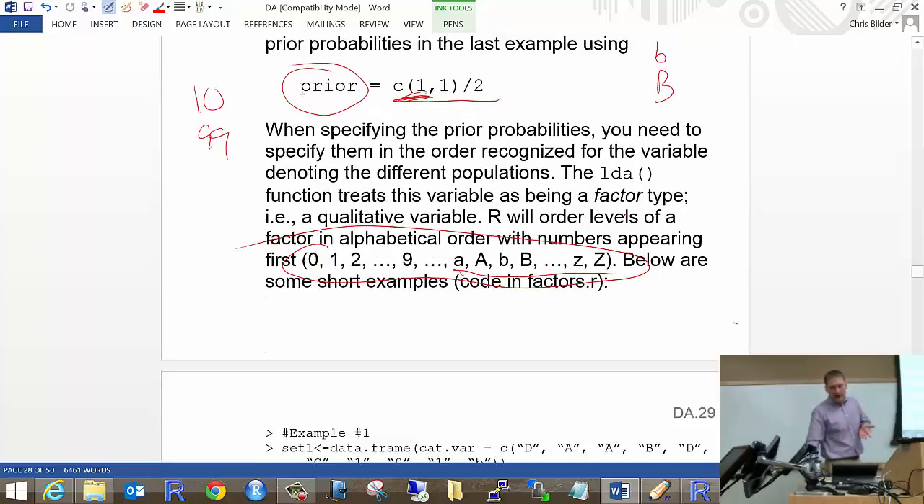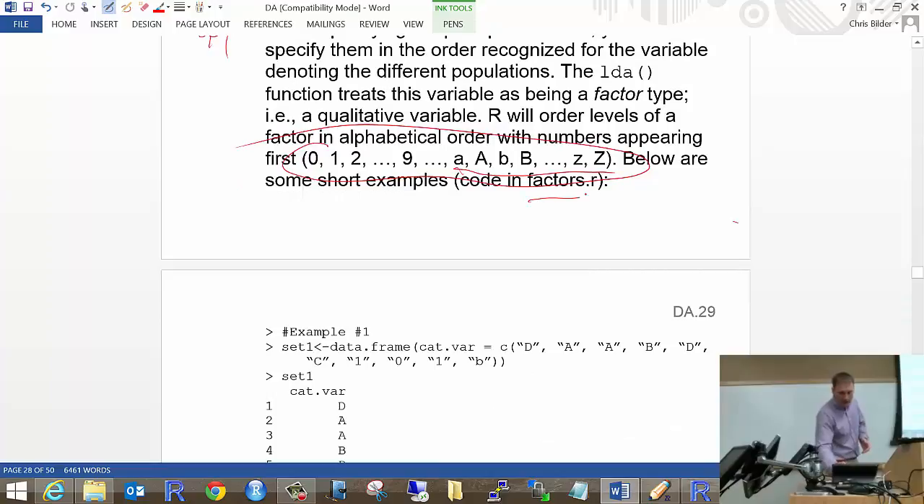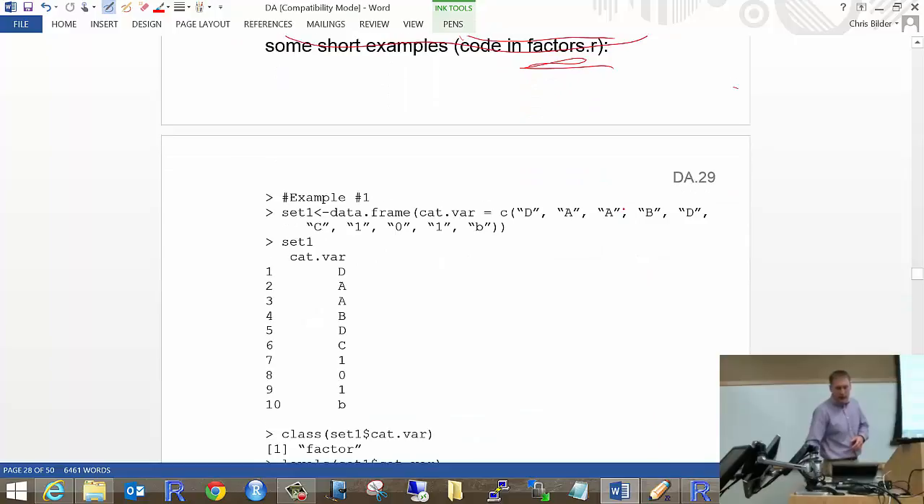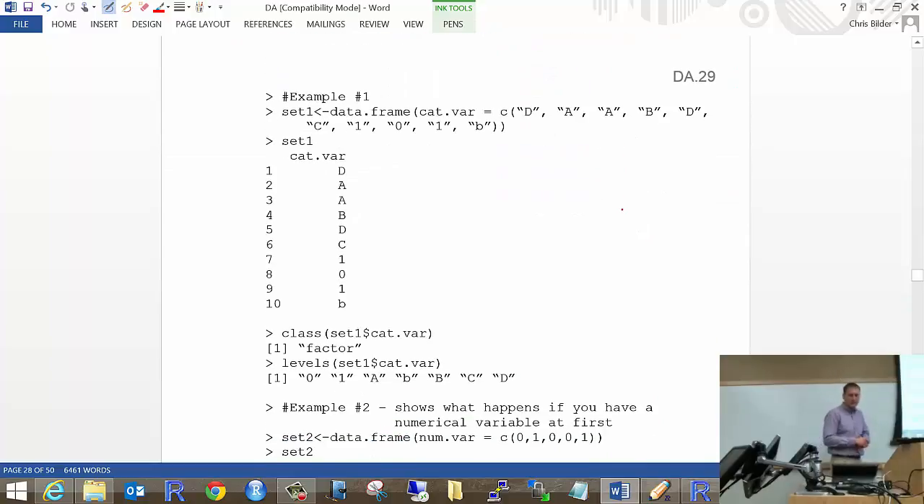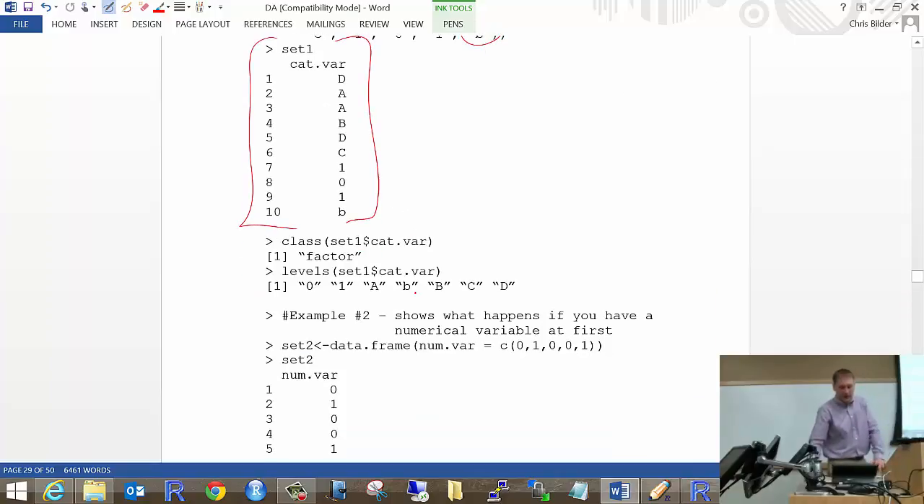Now, a good way to help show you how this all works is I have a program on my website called factors.r. Let's quickly go through some examples. Let's say that I create a data frame and I've thrown in some values for a variable that I call cat.var for categorical variable. You can see D, A, and so on. You also see some lowercase letters as well. It's just a simple data frame that has 10 observations in it.